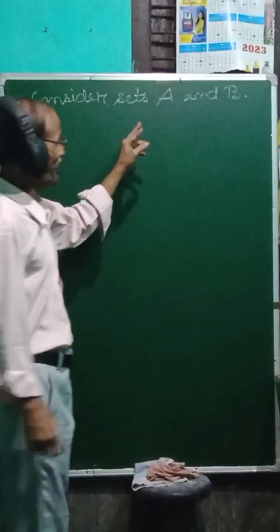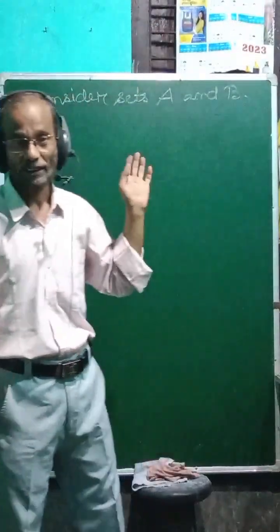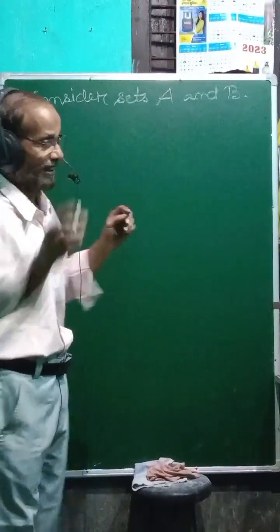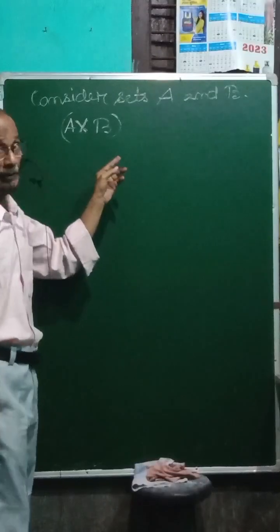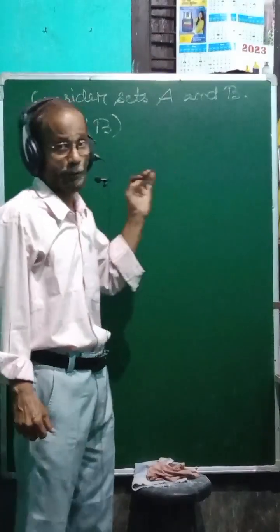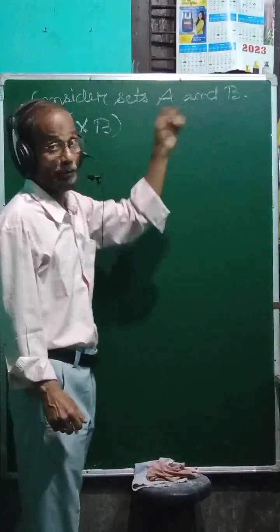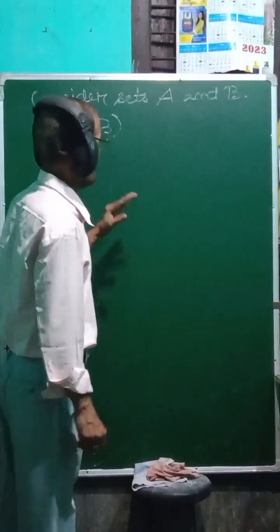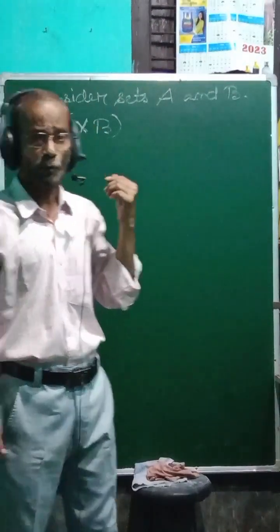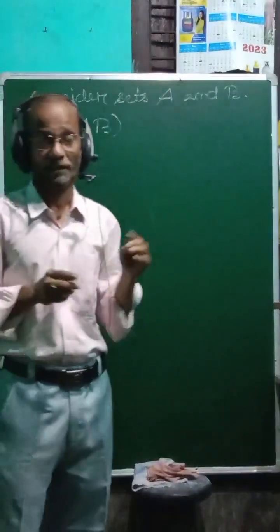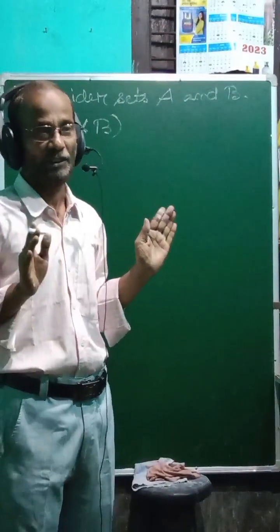Consider two non-empty sets A and B. So already you know from the topic of A cross B that A cross B is the set of all ordered possible pairs which can be formed from A to B. Okay, total set. And from that set, so many subsets are possible. Now, a relation is nothing but a subset. Any subset is called a relation.